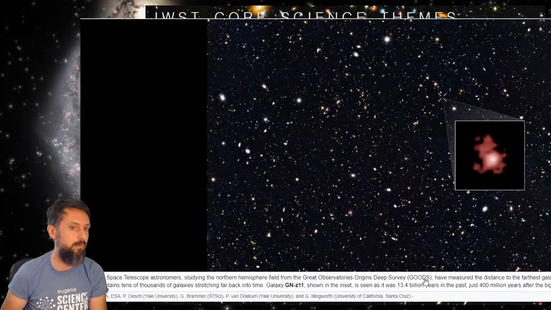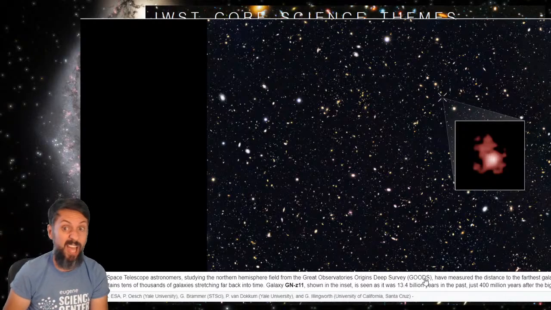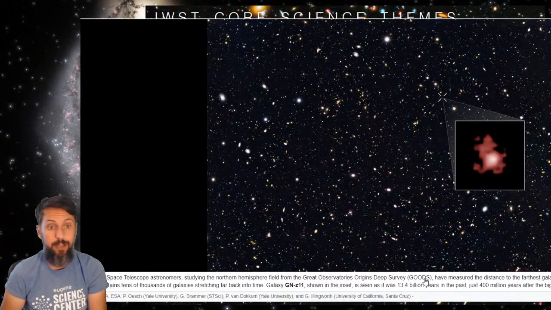We're going to find tens, 20s of these with our survey with JWST, and even farther. We're going to find a lot of galaxies like this. It'll make GNZ 11 look like, oh yeah, you're kind of fun.